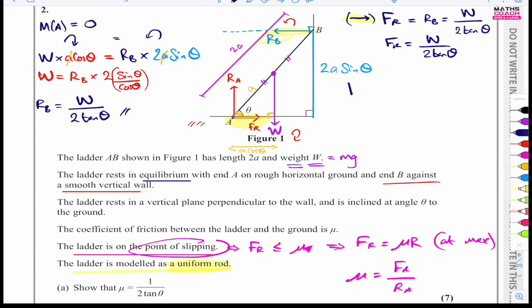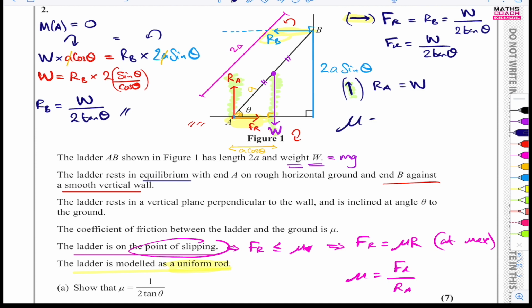If we now resolve the forces vertically, right? So vertically we have the reaction at A, that's vertical, and we have the W, that's vertical, and there's no other forces. So this means the reaction at A therefore has to equal W. And if we now go back to this section here, we have everything to work out mu now.